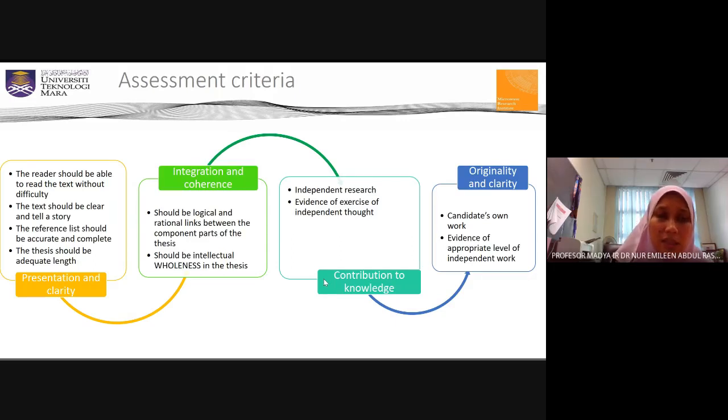So what examiners normally look at in the thesis, the first one is presentation and clarity. The reader should be able to read the text without difficulty. The text should be clear and tell a story. The reference list should be accurate and complete. The thesis should be of adequate length. I'm not sure whether 30,000 words or more is enough for SNT or not, but I know that for most students here, 30,000 word counts is really hard to reach. I'm not sure, because when I studied, 30,000 was actually the maximum for SNT at my university. If it exceeded, we had to send a letter explaining why. So on adequate length, some examiners accept it even if it's not enough, because to them it is enough.